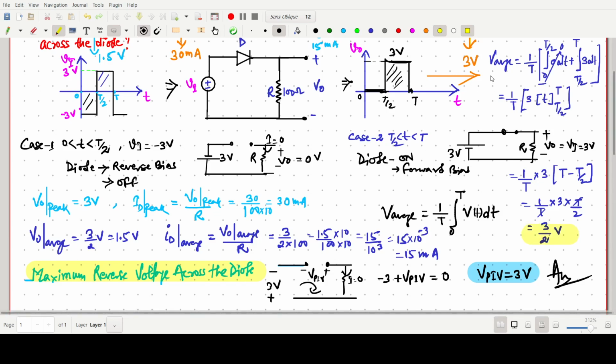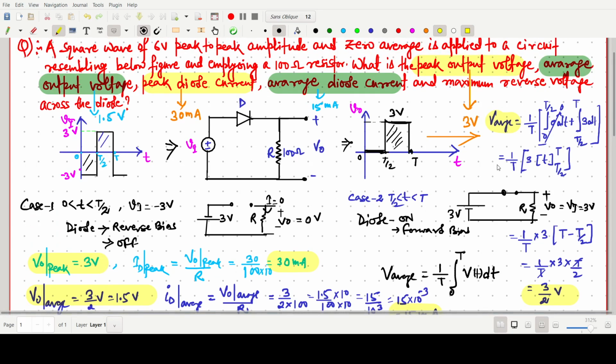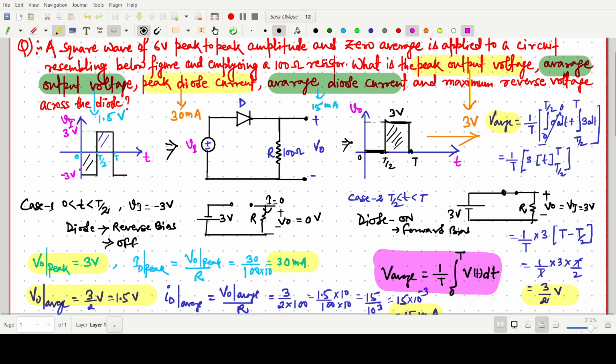So this one is our average value, which we have already written here, and the average current. Peak current and peak voltage are very easy, but for the average calculation we have to know this formula, so it is better to highlight this formula. Clear? So here, 1 by T, we break 0 to T by 2 with 3 by 2.